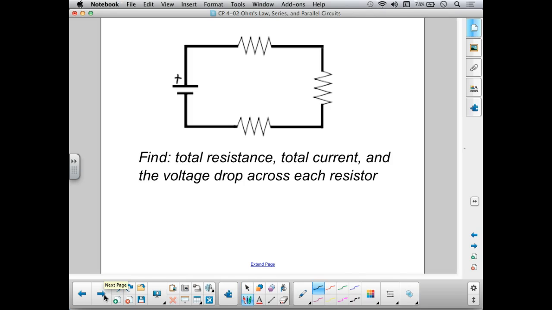We'll say that this battery is a 24 volt battery. My first resistor, resistor A, has a resistance of 6 ohms. Resistor B over here has a resistance of 2 ohms. And resistor C over here has a resistance of, we'll make it 4 ohms. Okay, your task is to pause the video, find total resistance, total current, and the voltage drop across each resistor using our 3-step method.